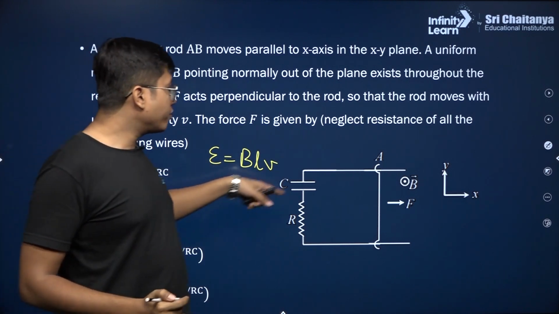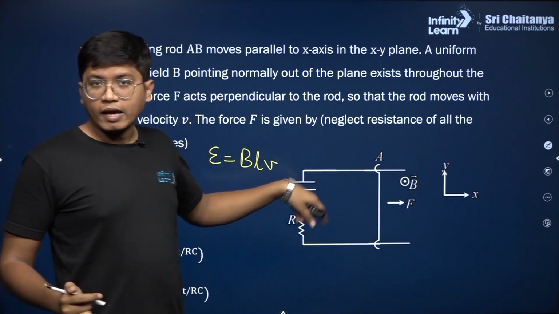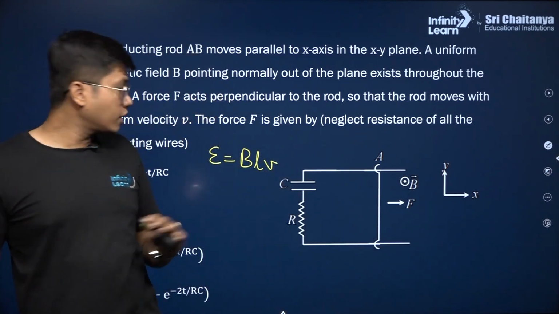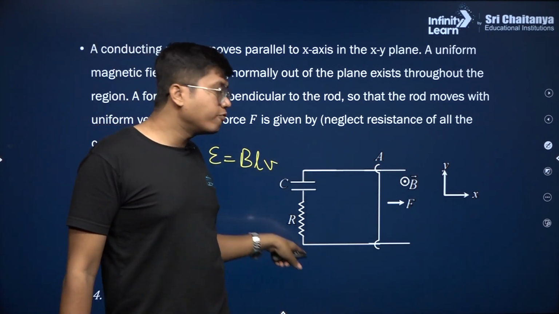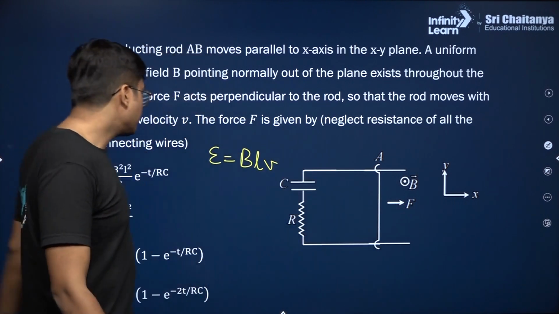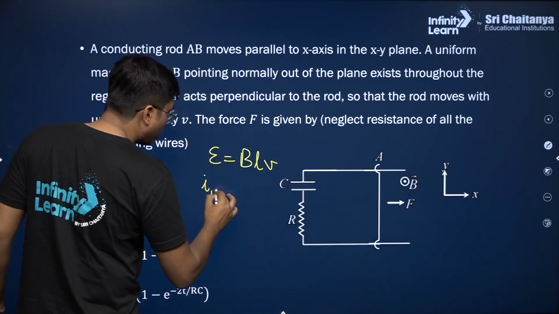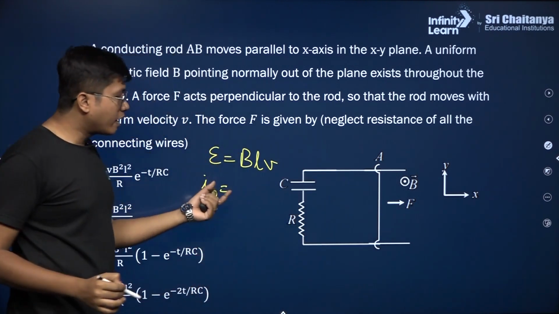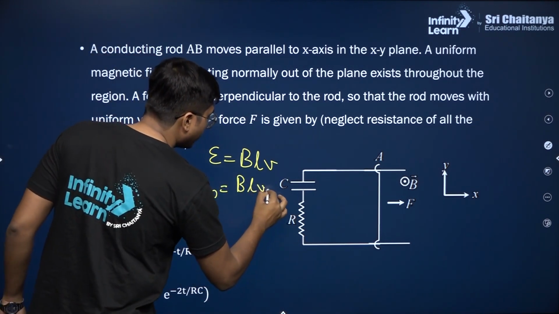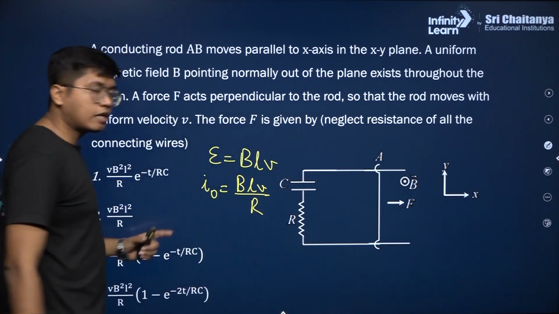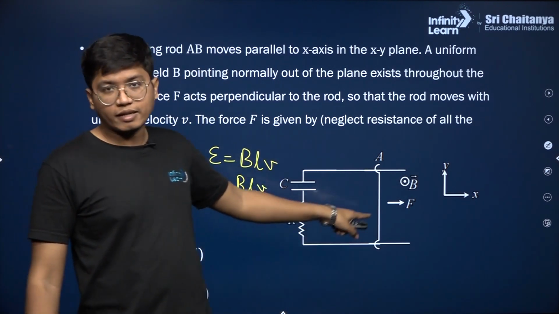Right. Now this EMF brings about a current in here. There's a capacitor, but if we ignore the capacitor, we can get what the maximum value of current can be. The maximum value of current I naught would be equal to the EMF divided by the resistance, which is BLV divided by the resistance R over here. That is the maximum current that can flow.